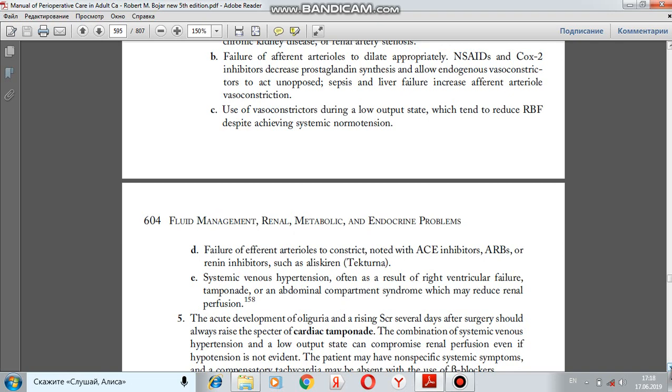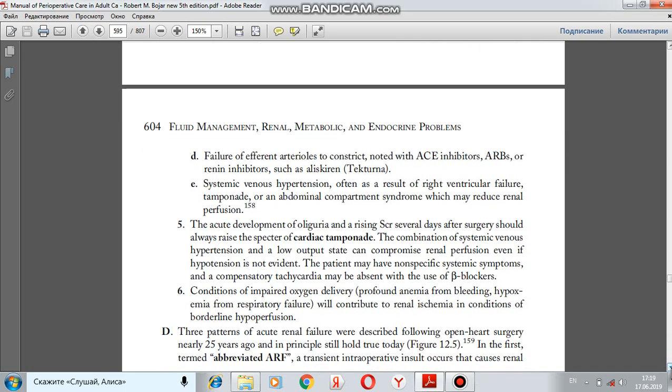C. Use of vasoconstrictors during a low output state, which tend to reduce renal blood flow despite achieving systemic normotension. D. Failure of efferent arterioles to constrict, noted with ACE inhibitors, angiotensin receptor blockers, or renin inhibitors such as aliskiren. E. Systemic venous hypertension, often as a result of right ventricular failure, tamponade, or an abdominal compartment syndrome, which may reduce renal perfusion.